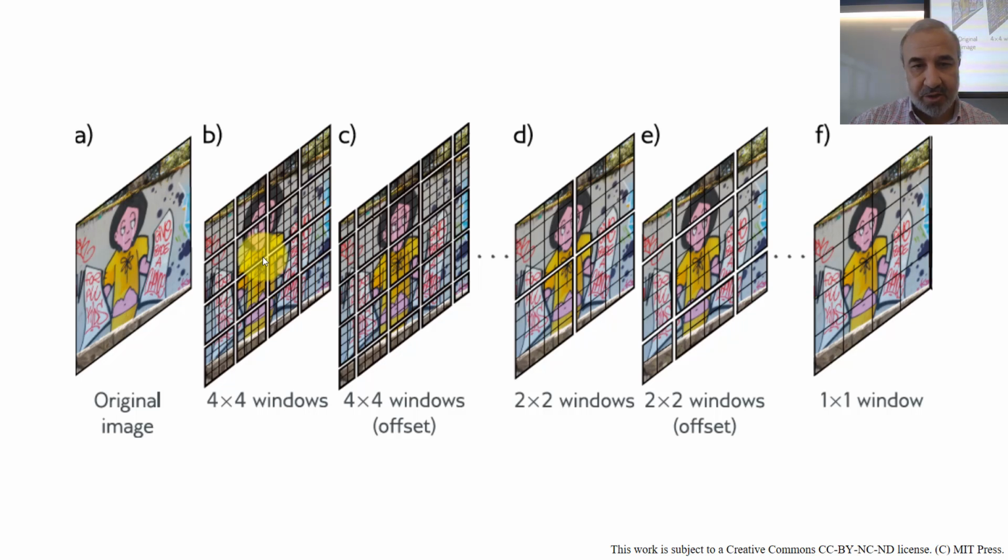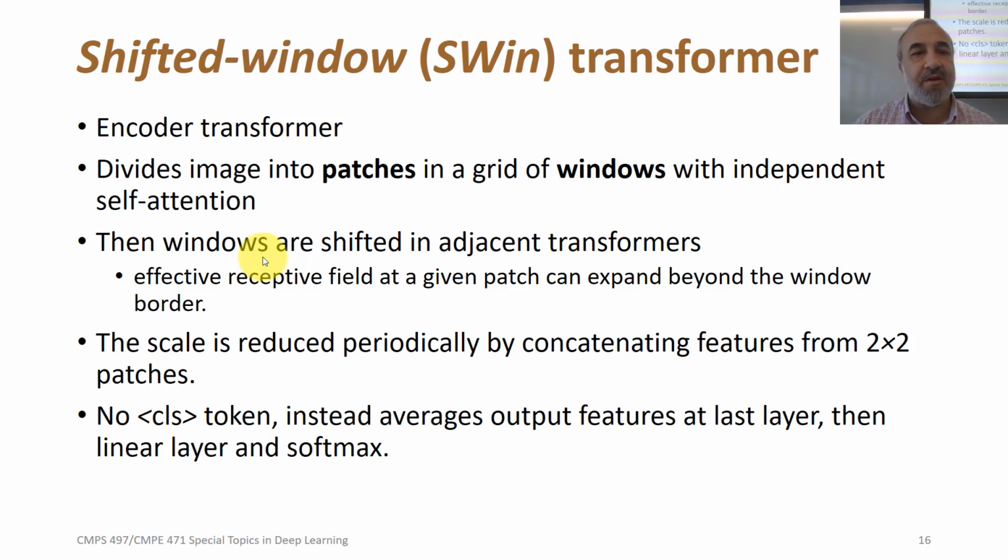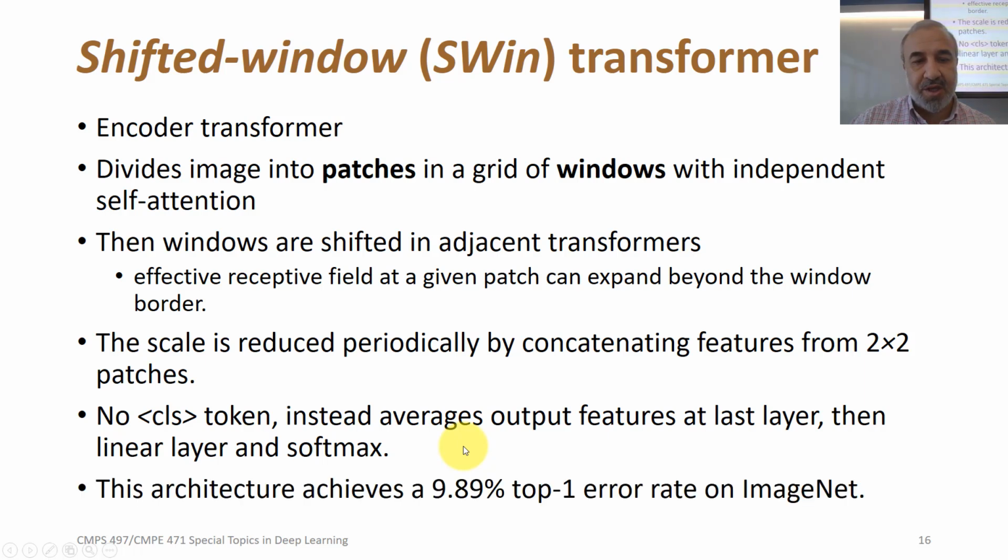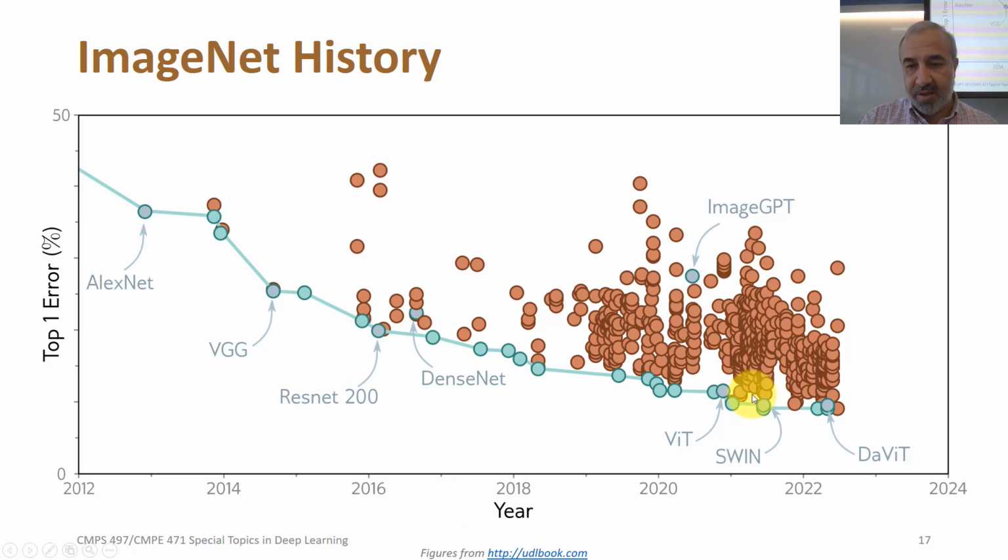So that's the main concept of the shifted window, or Swin transformer. It divides the image into patches, the windows are shifted, and the scale is reduced over time. No CLS token was used. The averages of the embeddings at the end are used, and the performance here was a little bit better than the vision transformer. It was, I think, 11.5. Here it is less than 10, and you can see that there is some improvement over the vision transformer.